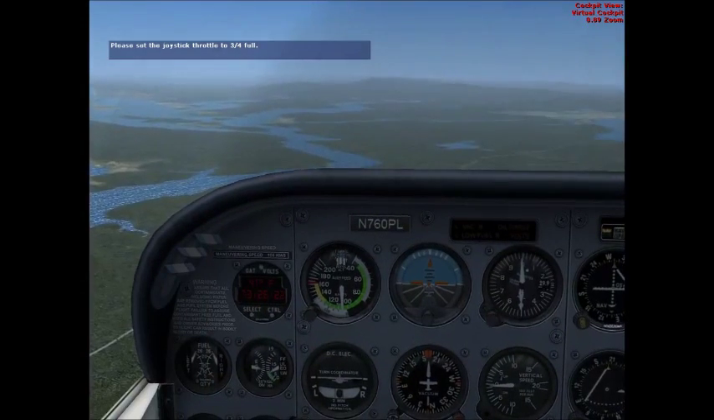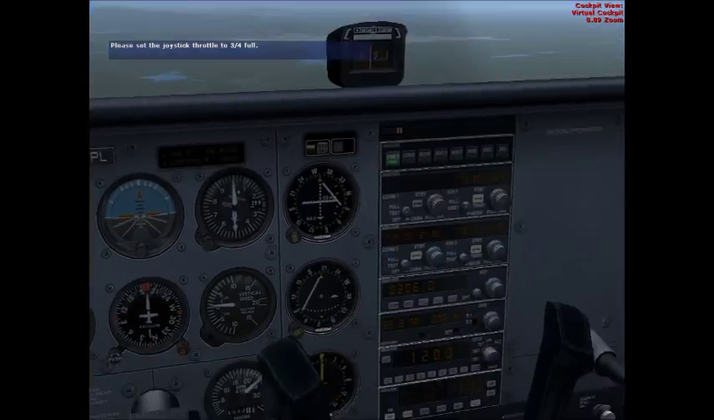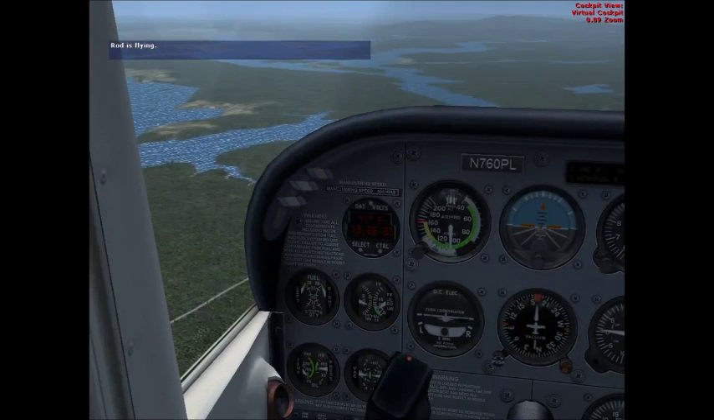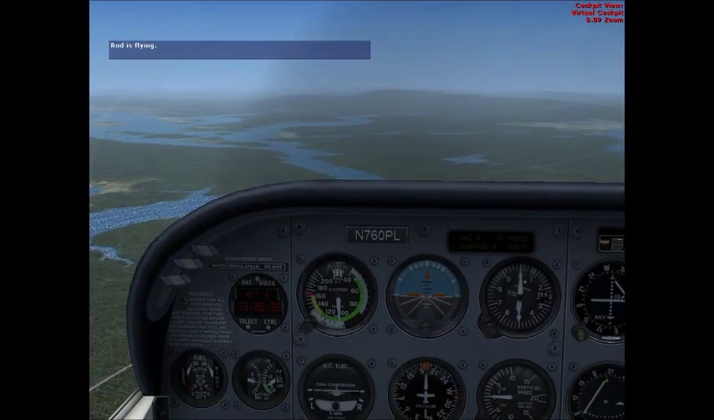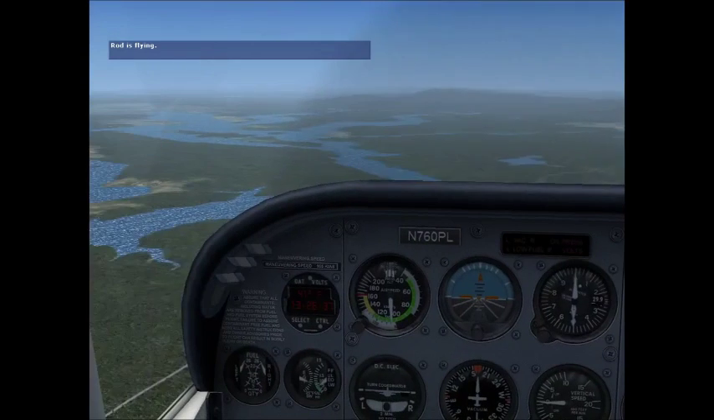Jump in the cockpit we go. Please set the joystick throttle to 3, 4, full. In this lesson, we're going to learn how to fly straight and level. Here is. Shall we proceed full speed ahead? Not so fast, rocket pants. I've got the airplane, so you just relax a bit.